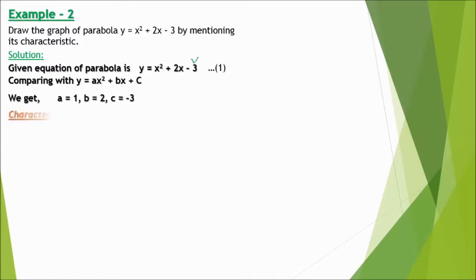Now characteristics. It is very easy to get the characteristics. As you can see, a is a positive value. It is positive, that means the parabola opens upward. Now that will be our first characteristic. a greater than 0 or positive, so the parabola opens upward. The opening is towards the upward direction.